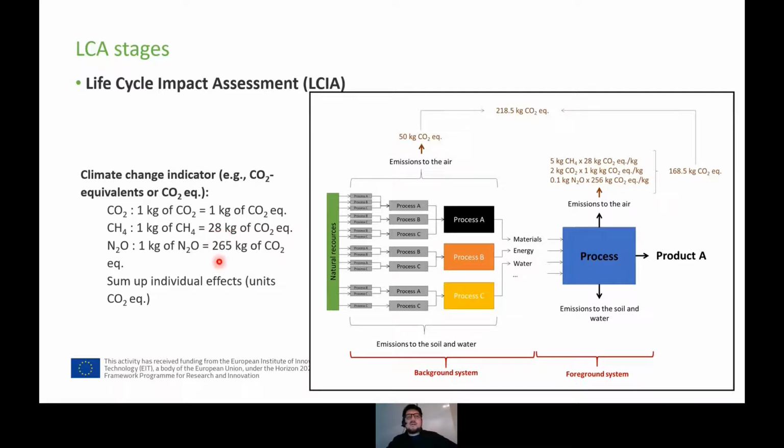In the case of N2O, it is 265 kilograms per 1 kilogram of N2O. Basically, what we need to do is multiply the amount that we collected into the inventory in the previous step by the characterization factor to obtain results. We have this for our foreground system, but we also consider all the impacts that we collected in the background by using the different databases. At the end, we just add everything up, and we have the result in terms of climate change, in kilograms of CO2 equivalent.